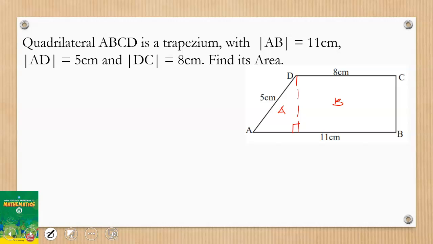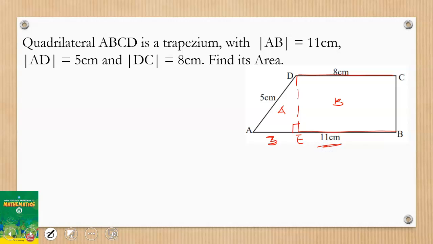Now, knowing that AB is 11, if I decide to put a point here, let me call this particular point E, then between A and E, there could be a distance of 3 centimeters. And the reason being that the whole of this is 8, which means that from E to B is also 8. But then A to B is 11, so there should be 3 here, so that when we add it to the 8, we'll get the entire 11 that we have here.